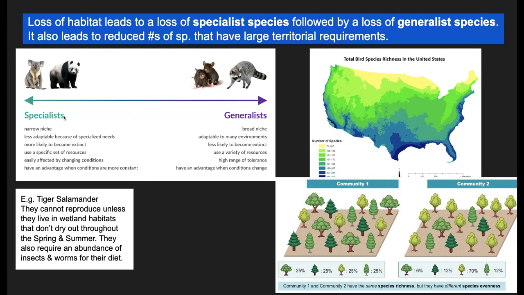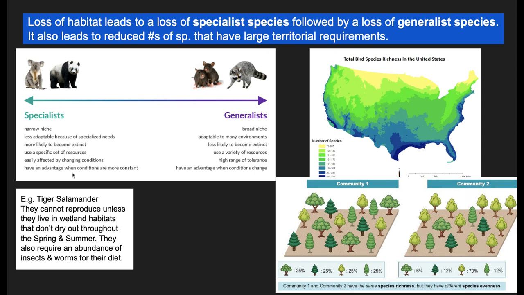And then if I continue affecting the habitat, I can affect even the generalists. So it says followed by a loss of generalist species. Generalist species also can get lost if I continue affecting the habitat. So that will reduce the number of species that I have in that ecosystem because I don't have enough space for all the different species to fulfill their niche.